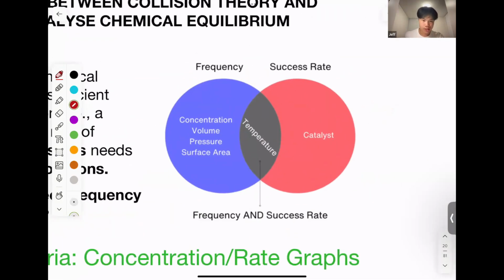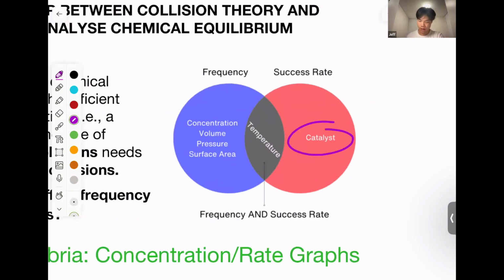There are 6 factors that affect your collisions. Concentration, volume, pressure, and surface area only affect the frequency of collisions. So if you change any of those, it means that the particles collide more times per second, and that leads to higher successful collisions per second. On the other side, catalyst is the only one that only affects success rate.